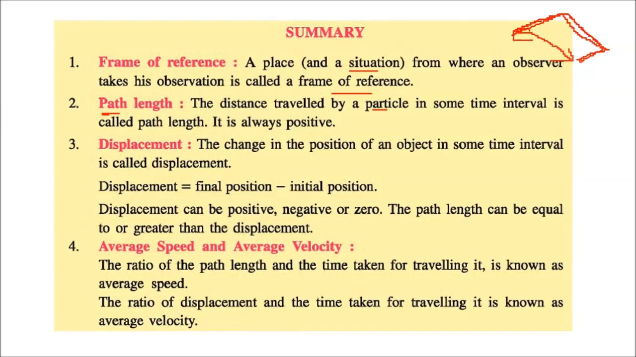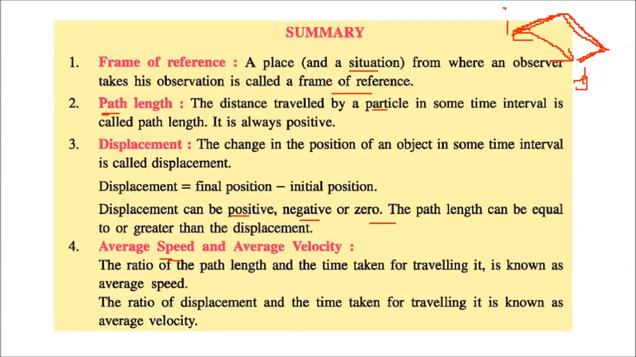If you add all these, it is the distance. So displacement is simply the final position, this is f, minus the initial position. The displacement can be positive, negative or 0, and the path length can be equal or greater than the displacement, but it cannot be less than.